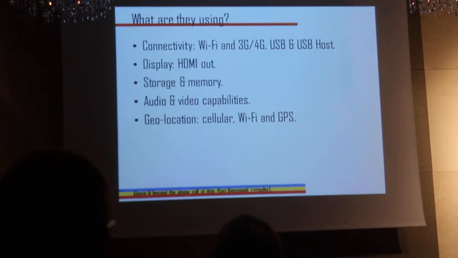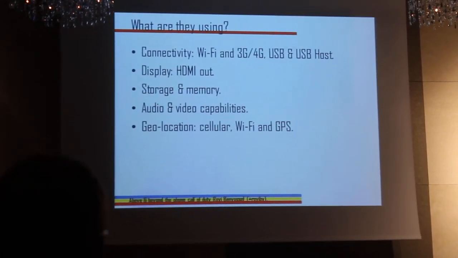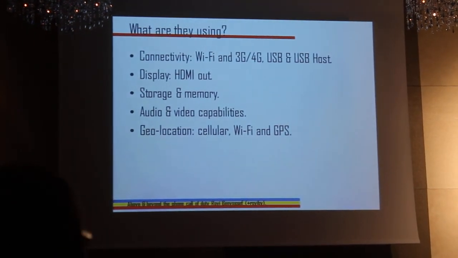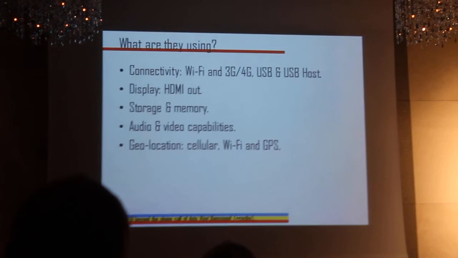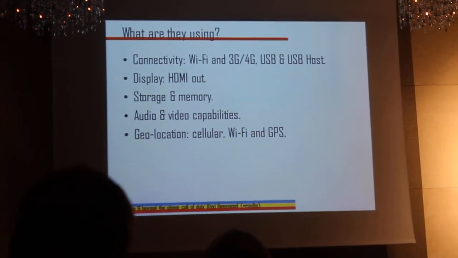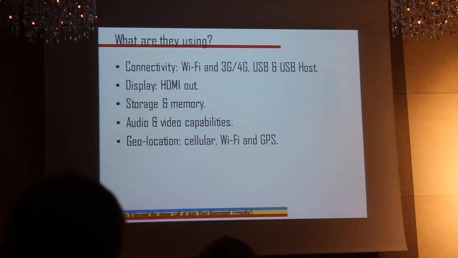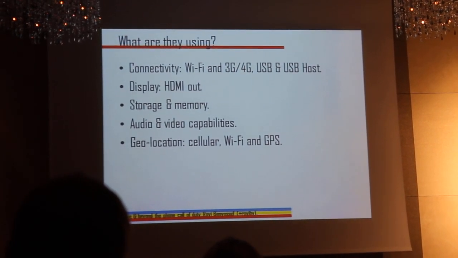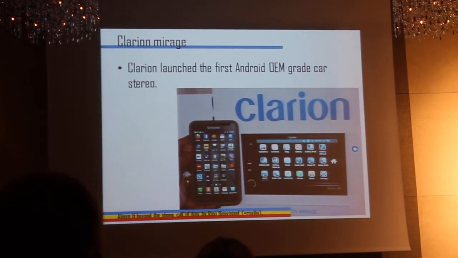But the point is that it is a very good test case of what you can do when you take a subset of features and just pour it into a new package with a new idea. So again, they're using 3G and 4G because you need internet everywhere. Most buses don't have internet, especially in Spain. HDMI out for the television screen, audio and video, obviously, and GPS, because you need to know where you are.